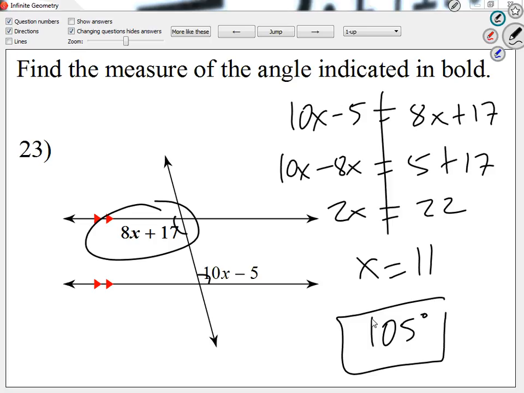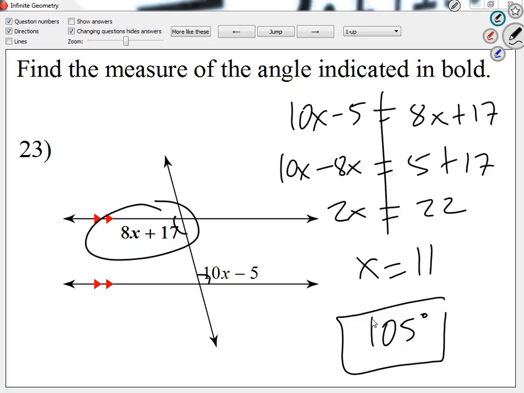But now, let me say something in regards to that question. If you plug it into the other one, the 10x minus 5, because they're equal, you should get the same thing. I have 10 times 11 is 110. 110 minus 5, you get the same thing. Why did you add 17? Like you're supposed to add. Well, 8 times x. Yeah. So we went 88. 88 plus 17. 105. I'm just going 8 times x plus 17.